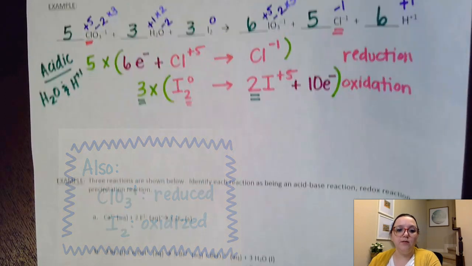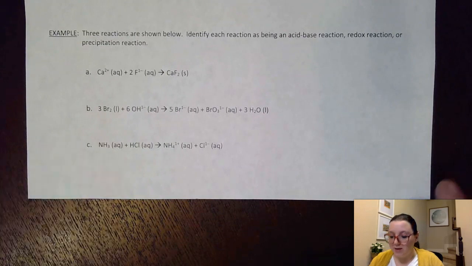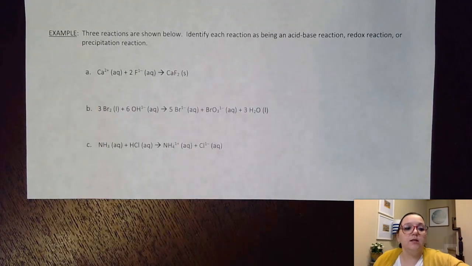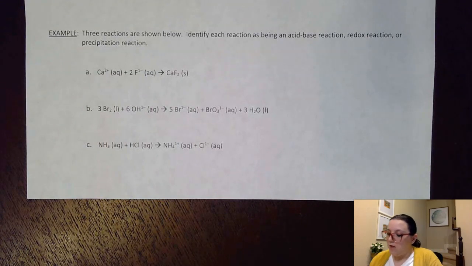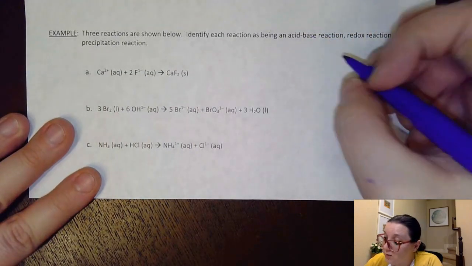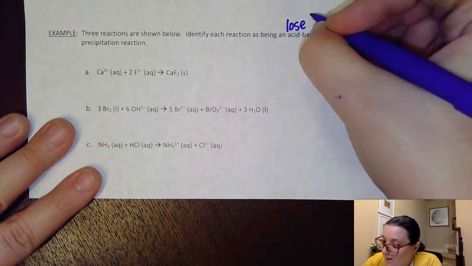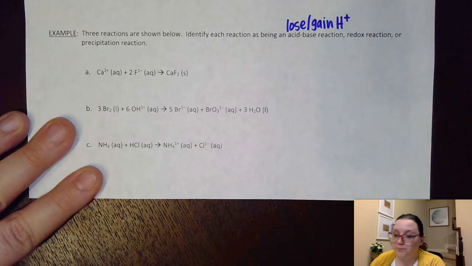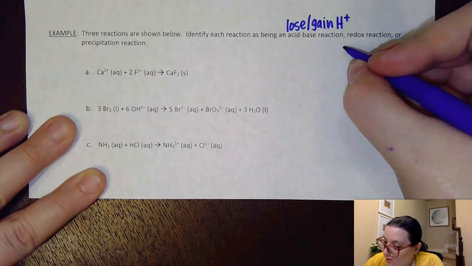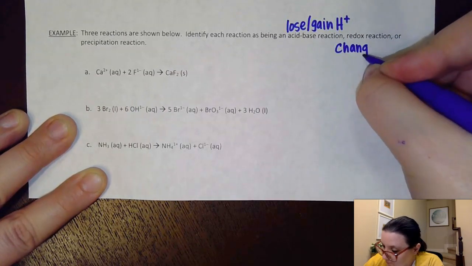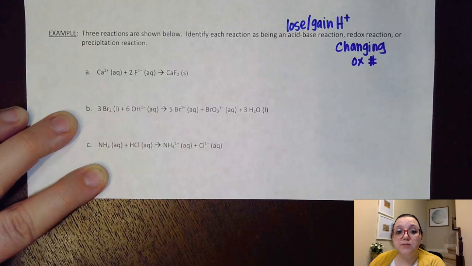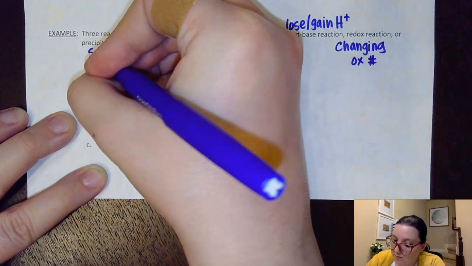Now the very last thing we want to talk about on here is how to identify a reaction as being a redox reaction versus our other types of reactions that we've already talked about, acid-base reactions and precipitation reactions. So to clarify one more time the difference between these. For an acid and a base reaction, what we're going to be looking for is losing and gaining an H+. We're going to be looking for those conjugate pairs. For redox reactions, we're going to be looking for changing oxidation numbers. Finally, for a precipitation, we're going to be looking for a solid formation.